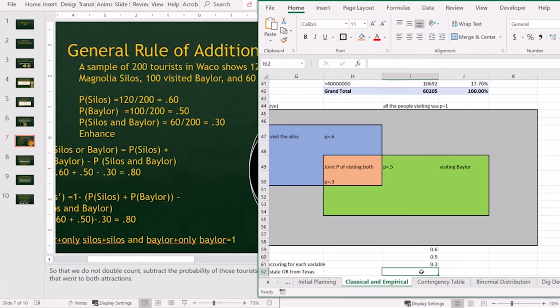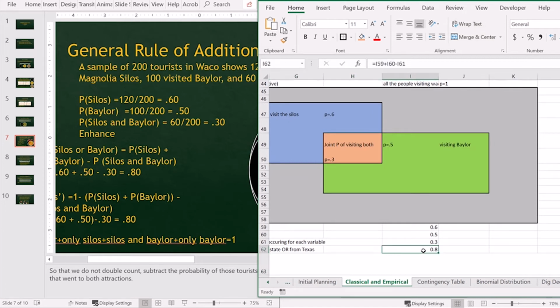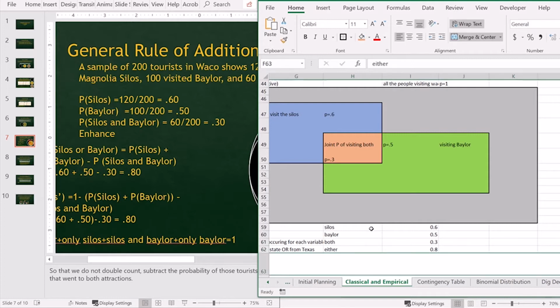So in other words, they could visit both, they could visit one, or they could visit the other, but they're going to visit at least one of those. Okay, so we do this: the probability of them visiting the silos, plus the probability of them visiting Baylor, minus the probability of them visiting both, which gives you 0.8. Okay, so we've got silos, Baylor, both, either. And that's the rule for that. It's called the general rule of addition. The general rule of addition, precisely.